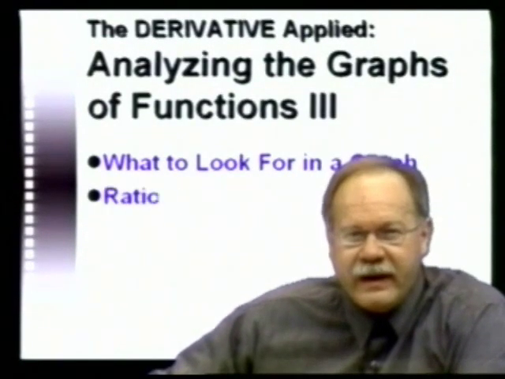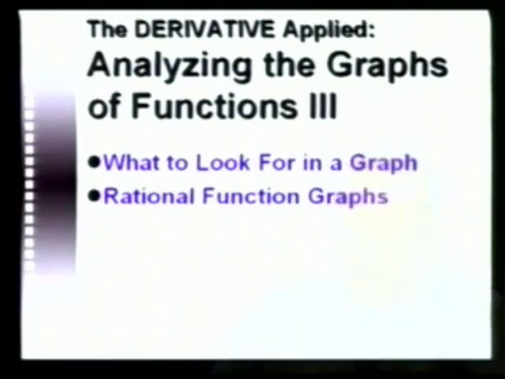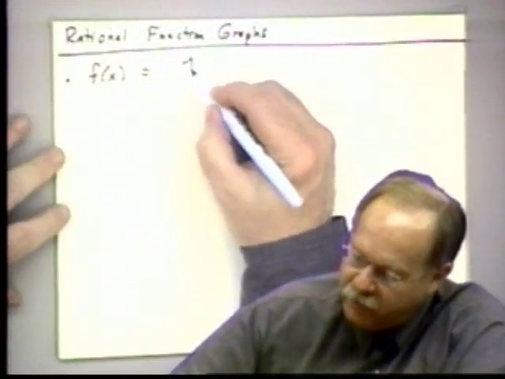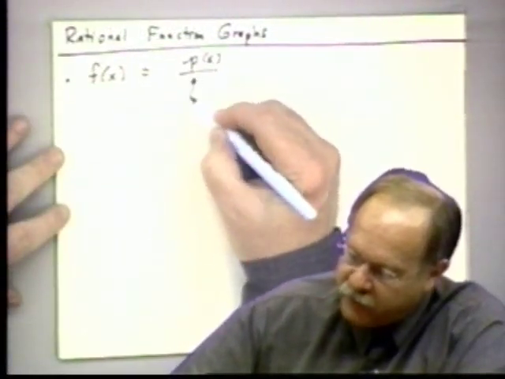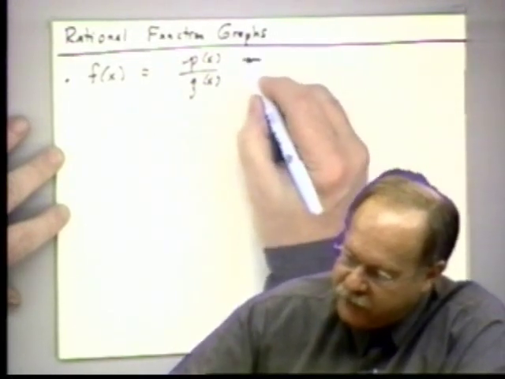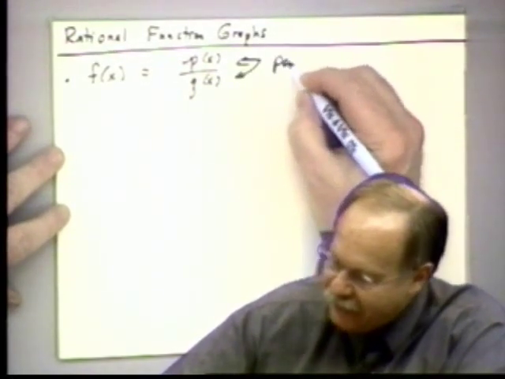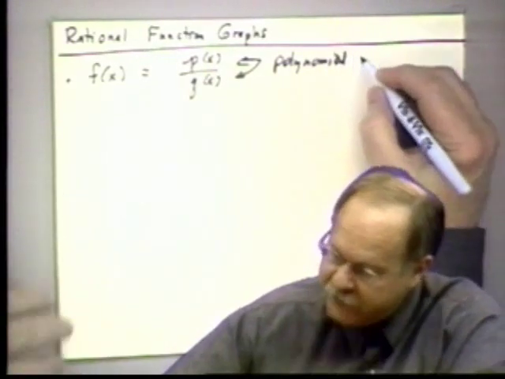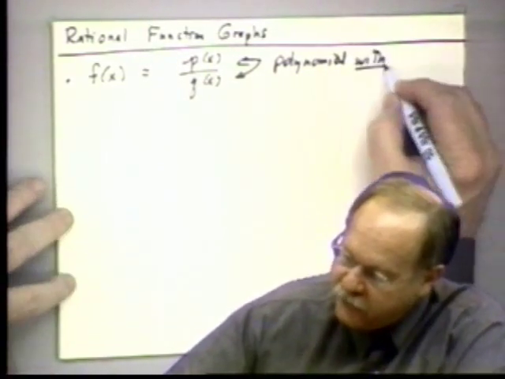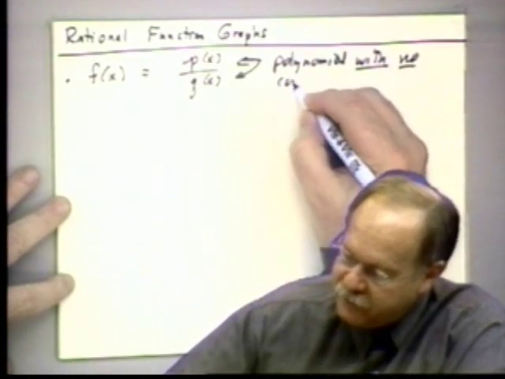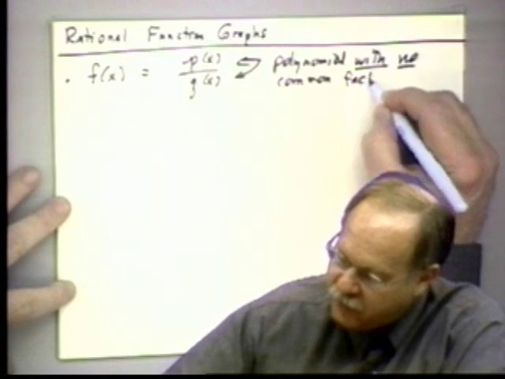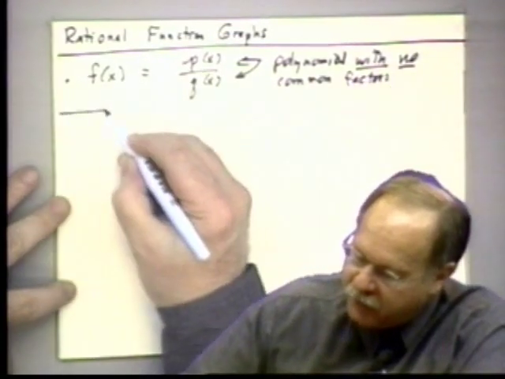Let's look now at rational function graphs. Remember rational functions. They are functions f of x of the form p of x over q of x, where the p of x and the q of x are polynomials or polynomial functions with no common factors. That's going to make our arguments a little easier. So we'll say that these are polynomials with no common factors.